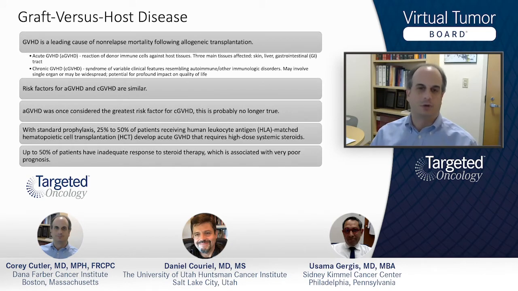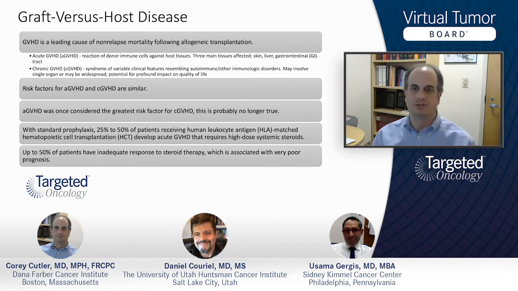So as we all know, GvHD is one of the main causes of non-relapse mortality following allogeneic stem cell transplantation. And we have 2 main clinical syndromes that we deal with. Acute graft-versus-host disease is a syndrome that occurs relatively early after transplant, mainly affecting 3 organs and 3 organs only: the skin, the gastrointestinal tract, and the liver. It's caused predominantly by a T-cell mediated reaction.